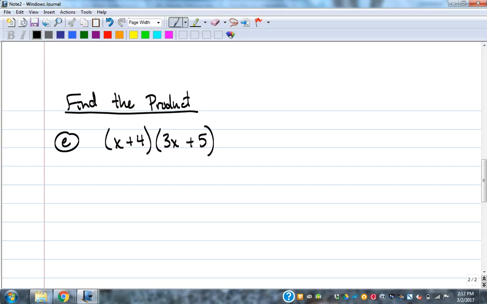Some of you may have a name for it. FOIL would be a name that maybe you've heard before. I don't call it FOIL method. I just call it distributive property because that's what FOIL method is. But it's distributive property with everything.